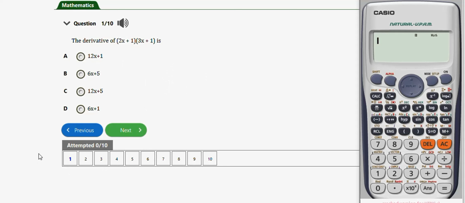The first question I have here says the derivative of this function is what? So this question involves product rule. If you want to show working, we are going to practice with a calculator to solve it faster. A scientific calculator is allowed for your A-level maths. So this is a calculator we are going to work with for this problem.